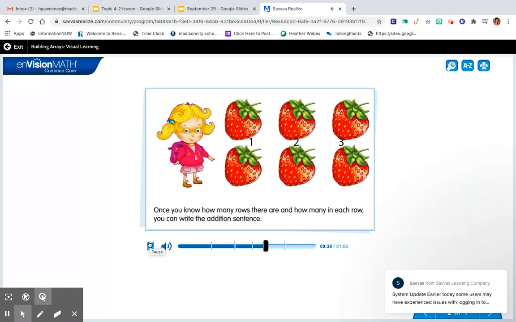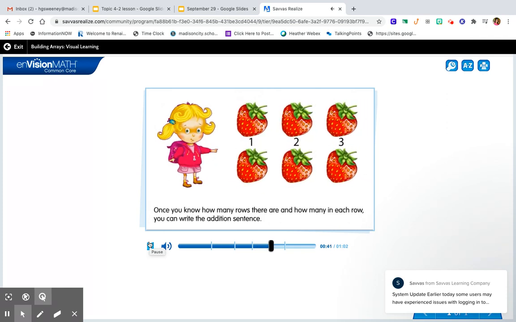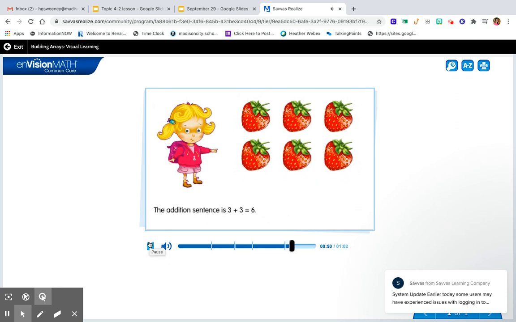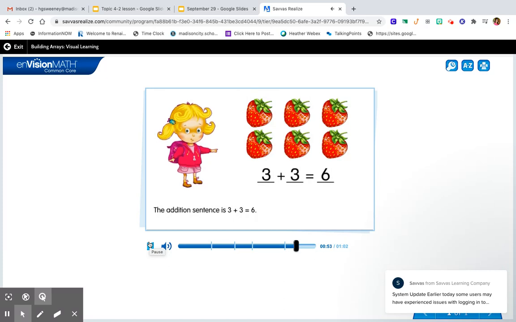Once you know how many rows there are and how many in each row, you can write the addition sentence. What addition sentence is shown by this array? The addition sentence is 3 plus 3 equals 6. There are 6.